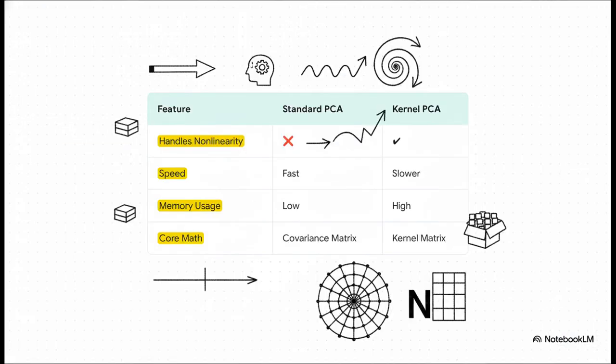So, to wrap it all up, here are the trade-offs. Standard PCA is fast, it's light on memory, but it's stuck in a linear world. Kernel PCA gives you this incredible superpower to see nonlinear patterns, but that power definitely comes at a price. Because it has to build that big kernel matrix, it's going to be slower and use more memory, especially as your dataset gets bigger. The right choice really just depends on the kind of patterns hiding in your data.